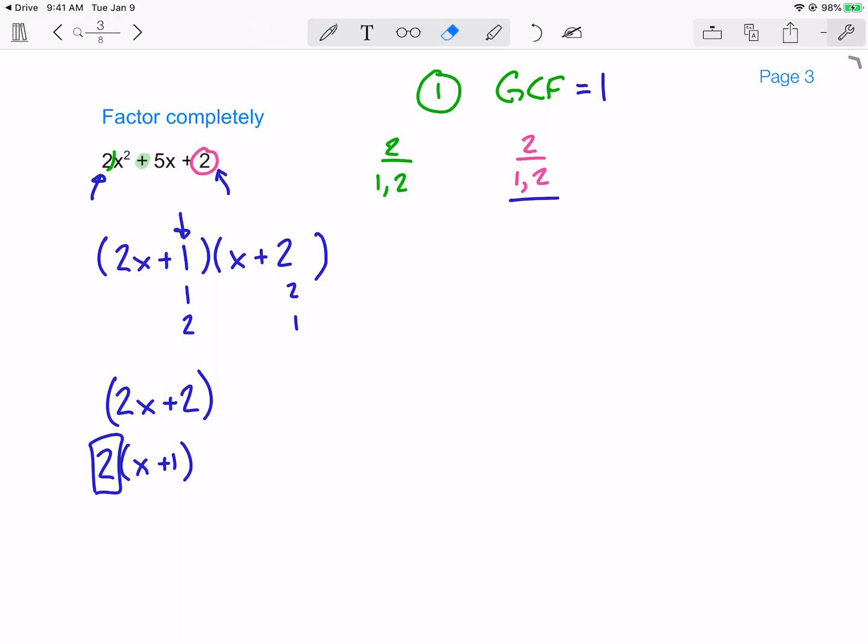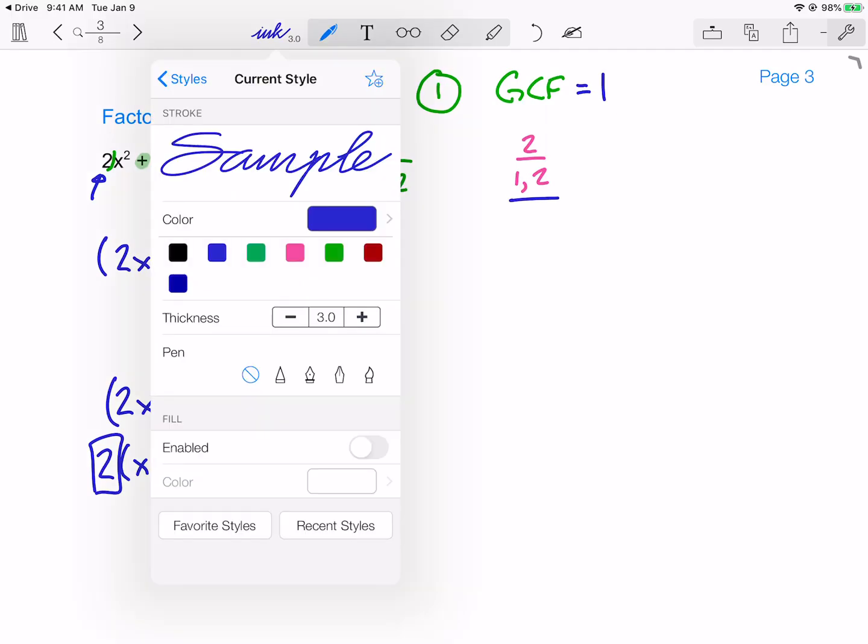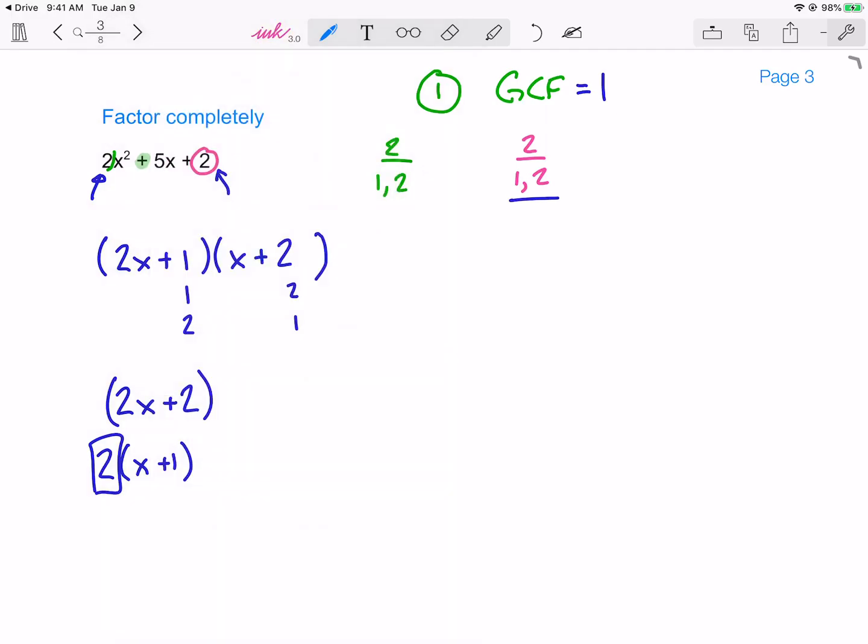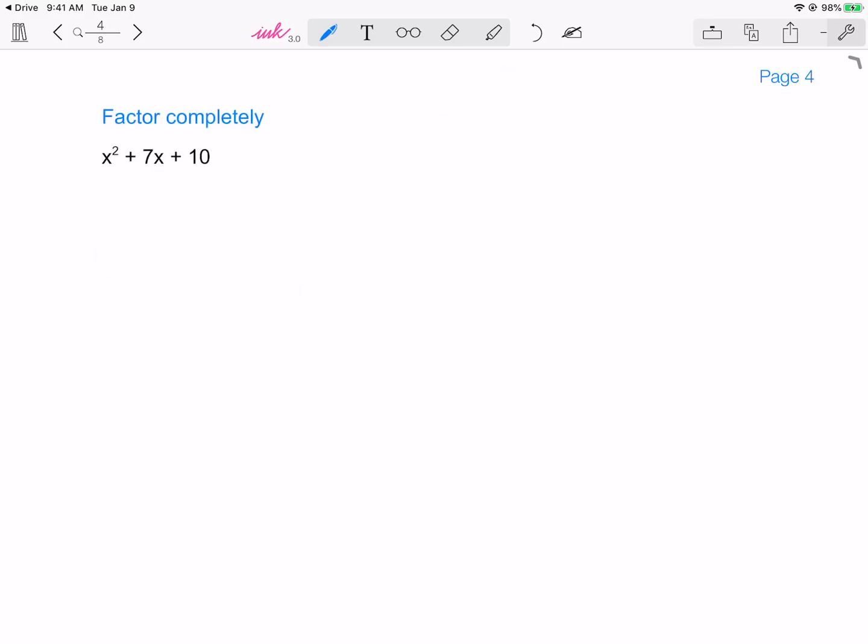Now let's verify if that is actually correct. All I need to do is check the middle terms. The middle terms need to multiply and then add together to make 5x. 2x times 2 is 4x, and 1 times x is x. 4x plus x gives me my middle term, 5x, which is exactly what I wanted. So hopefully you're a little confused, or hopefully this made perfect sense. Either way, let's try another.